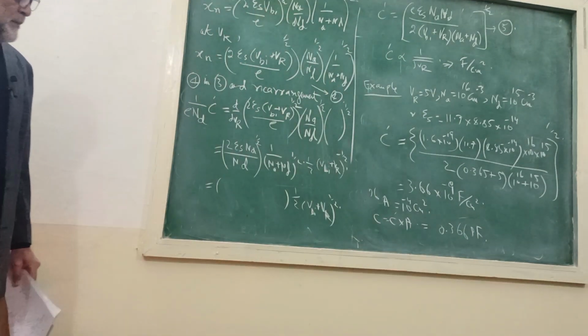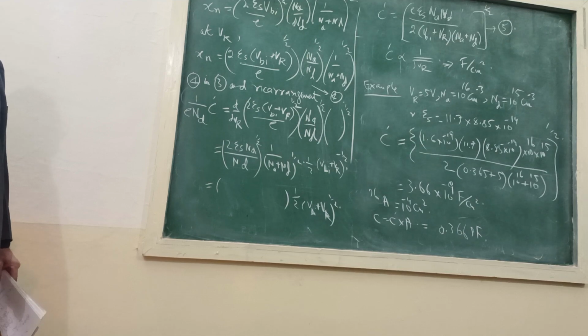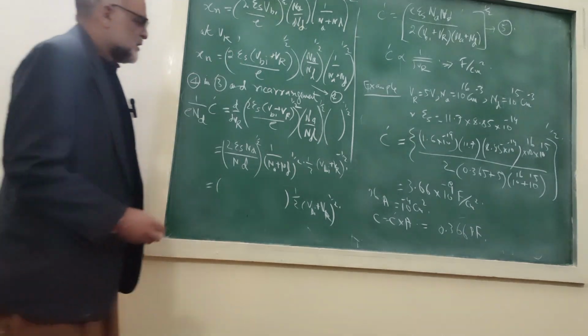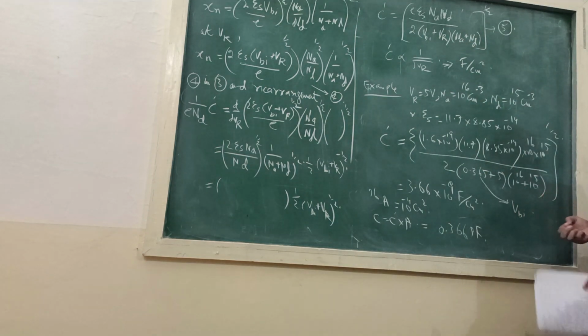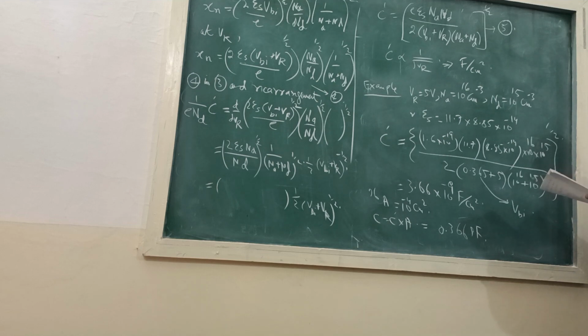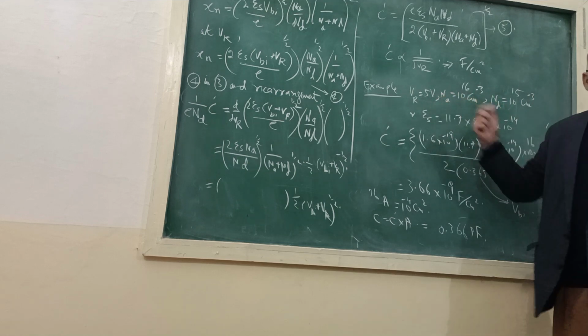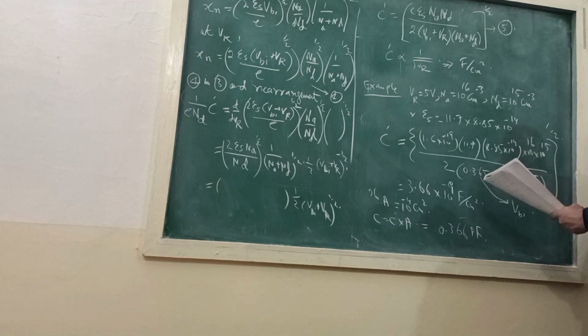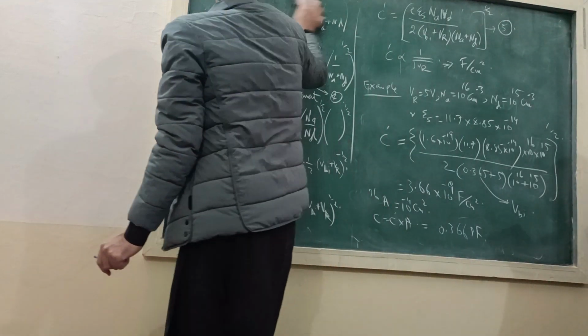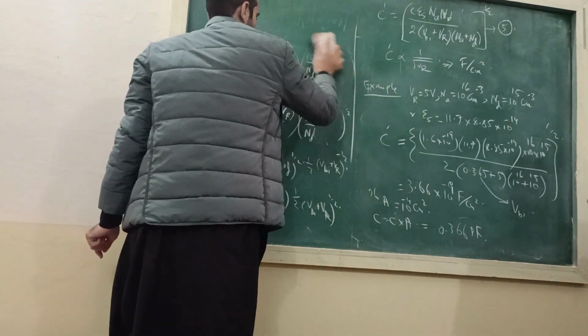So the capacitance of a typical PN junction with these characteristics, where this is the built-in potential V_BI, and if you apply a reverse bias of 5 volts, it will be about 0.366 picofarad.